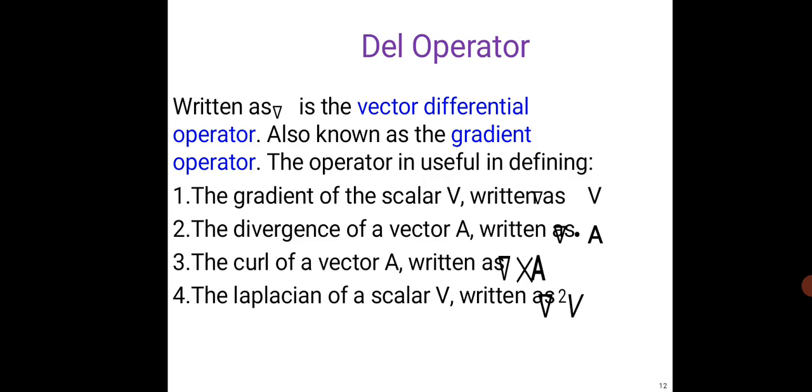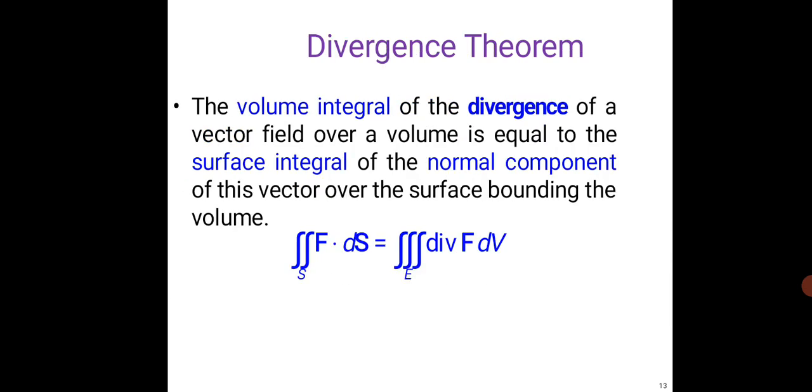We have already seen the del operator, but let us recall it. The del operator is written with the symbol del, which is a vector differential operator and is also known as the gradient operator. It is useful in defining various quantities: the gradient of a scalar V, which is del V; the divergence, which is del dot A; the curl of a vector, which is del cross A; and the Laplacian of a scalar V, which is del squared V.